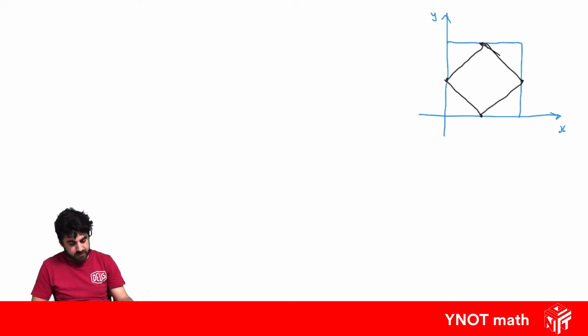So let's write some things down and label some things to make this a bit easier. Let's call this point A, this point B, C, and D. We'll call this point E, F, G, and H. And let's draw in some vectors just to make things a bit easier.